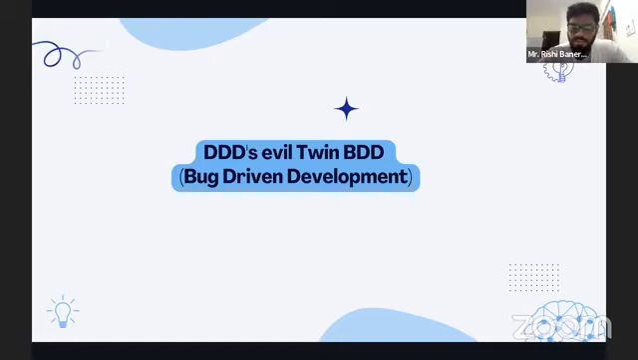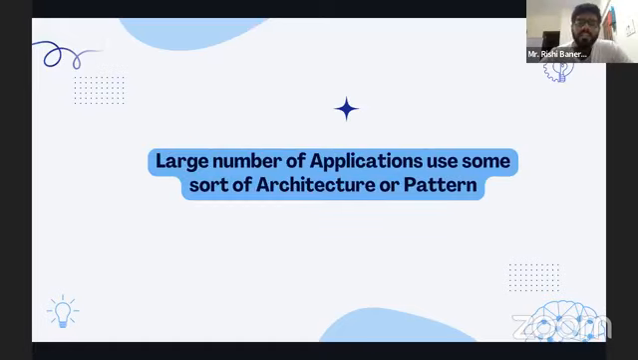One thing that you guys might have heard of is test-driven development. Test-driven development is where we write the test cases first, and we see if our project is moving in the right direction or not. Test-driven development is an equally important concept, but currently out of scope of this presentation, so we're going to skip that, right? So a large number of applications use some sort of architecture pattern.